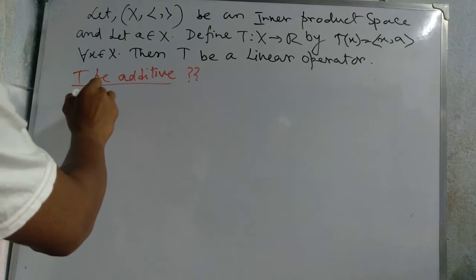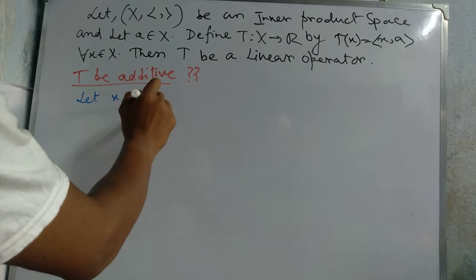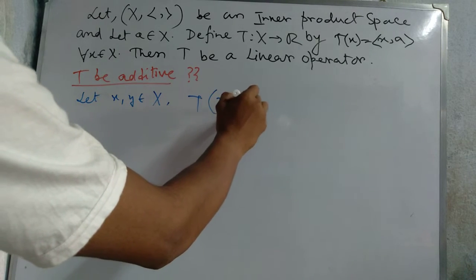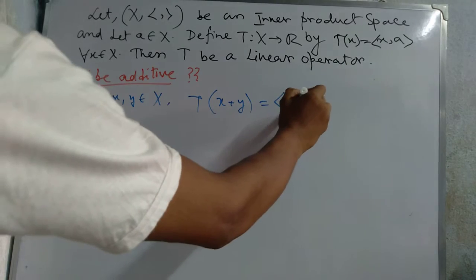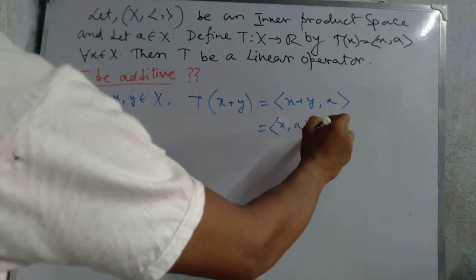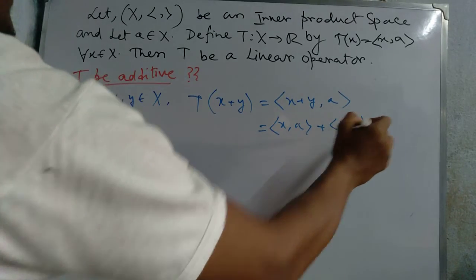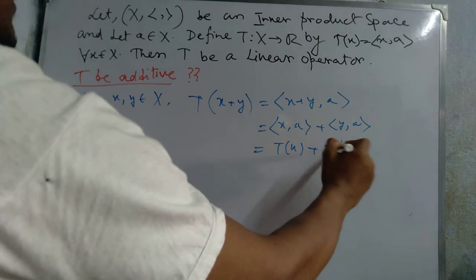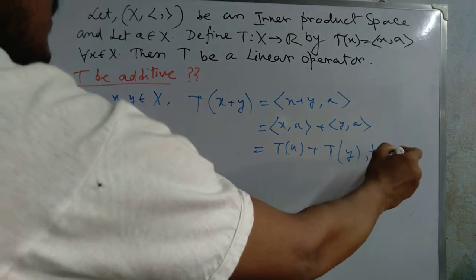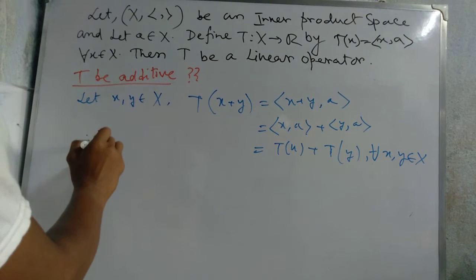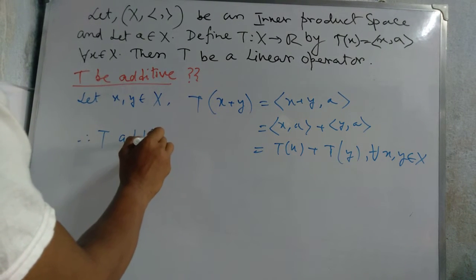Let x, y belong to X. Then T of x plus y equals the inner product of x plus y with a, which is the inner product of x and a plus the inner product of y and a. This equals Tx plus Ty, for all x, y belonging to X. Then T is additive. So we write here: T additive. Okay.